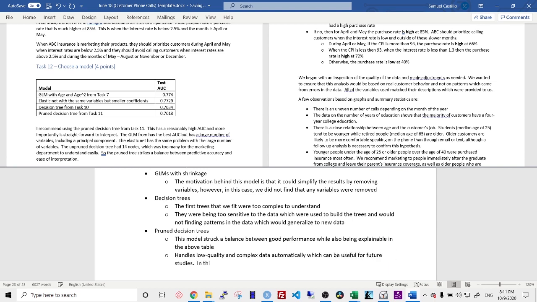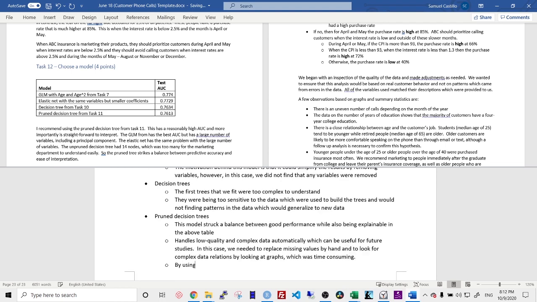In this case, we needed to replace missing values by hand, and to look for complex data relationships by looking at graphs, which was time consuming, right? By using a tree-based model, we could perform these steps quickly when looking at different customers.